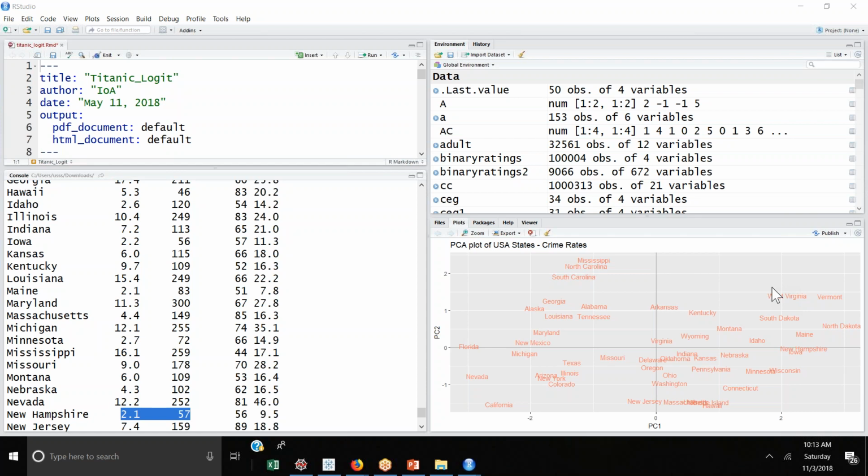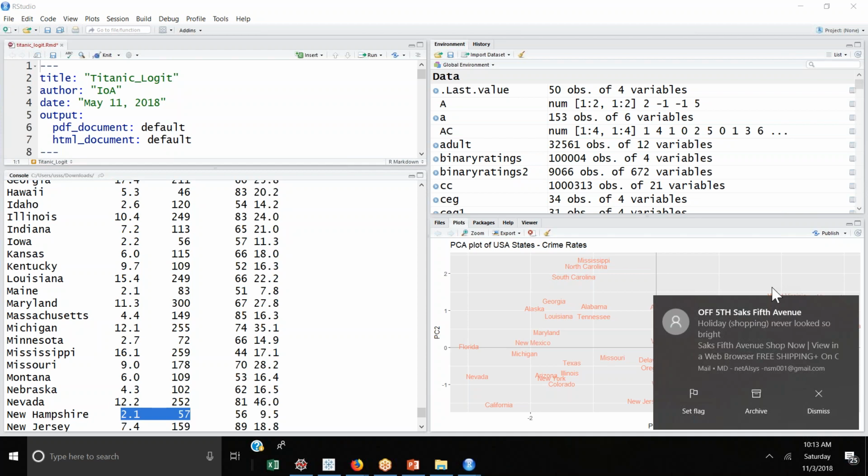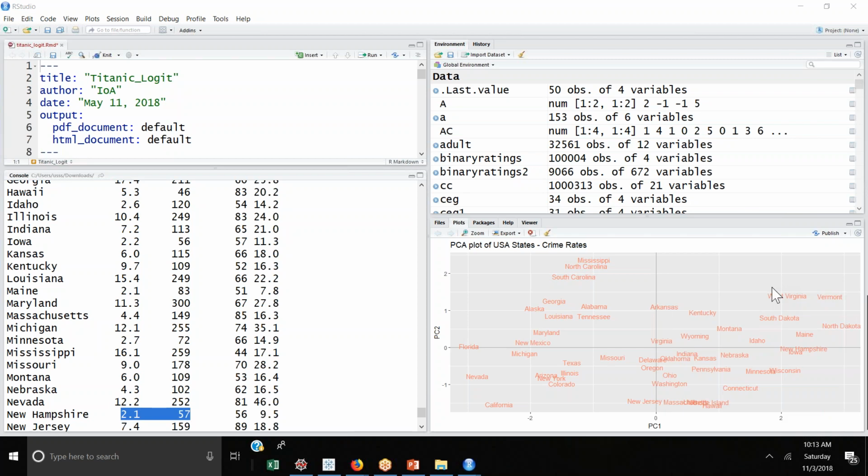Is that clear? PC1 by itself is not one single parameter. It is a combination of 4 parameters by those weightages. And similarly, PC2 is not one y-axis. It is a combination of, again, those 4 by those weightages.